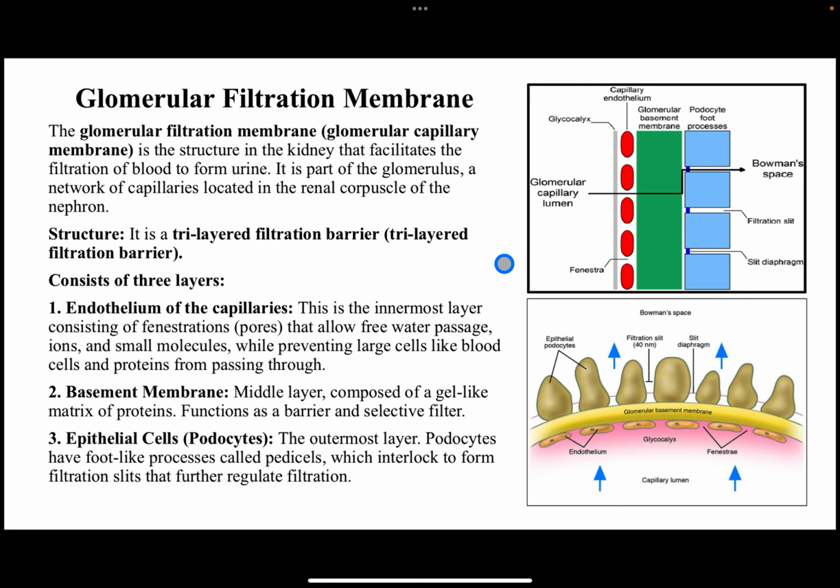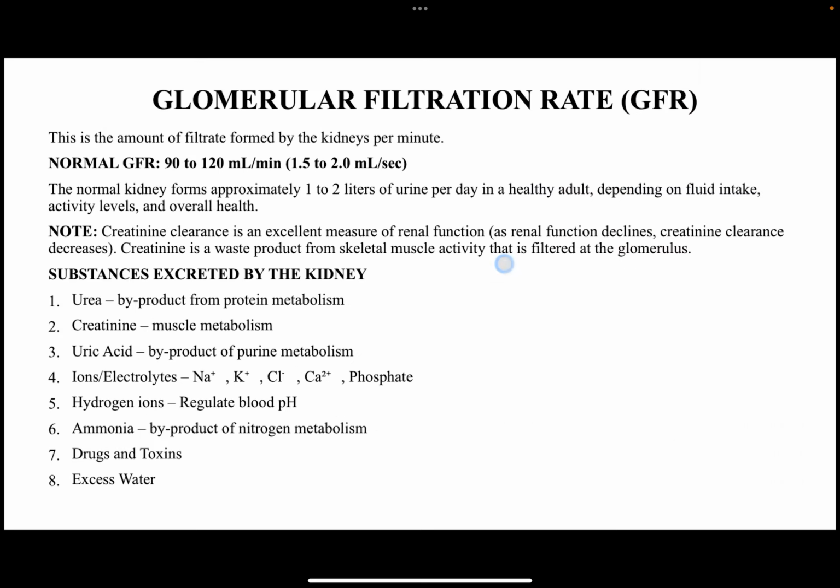Okay, so basically this is it for the glomerular filtration membrane. Now, let's look at glomerular filtration rate, GFR. When we say glomerular filtration rate, we are looking at the amount of filtrate that is formed by each kidney per minute. That is what we call the glomerular filtration rate.